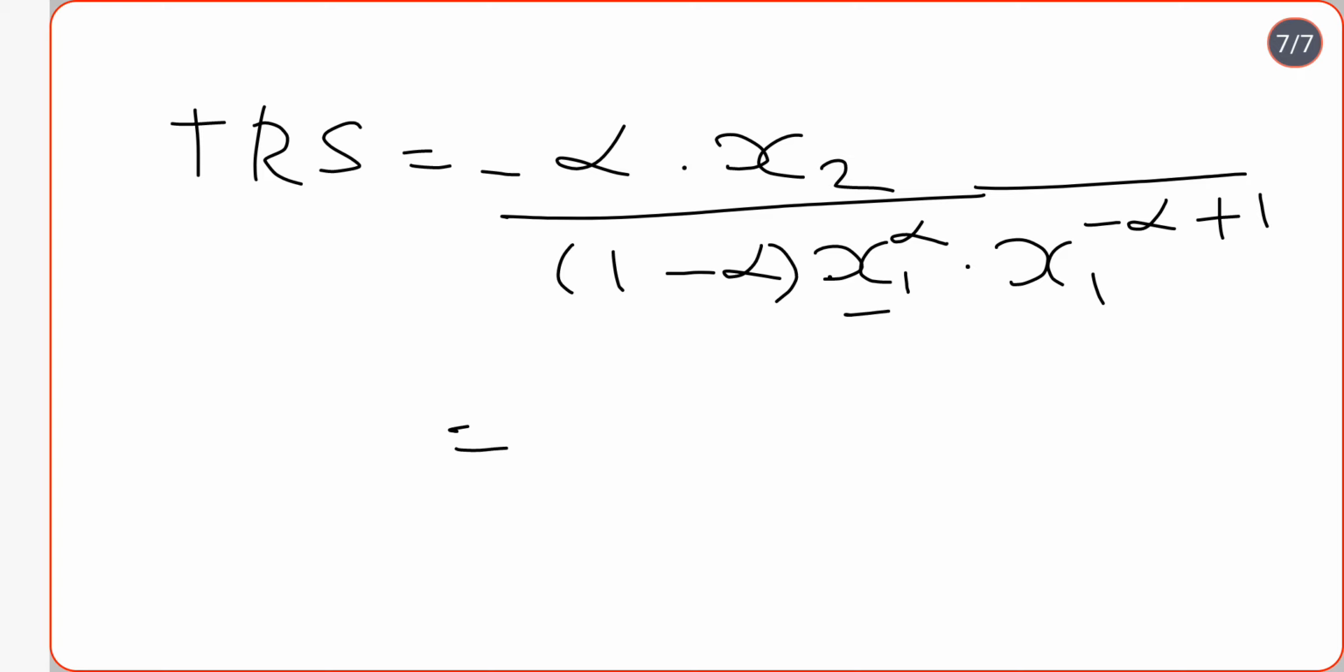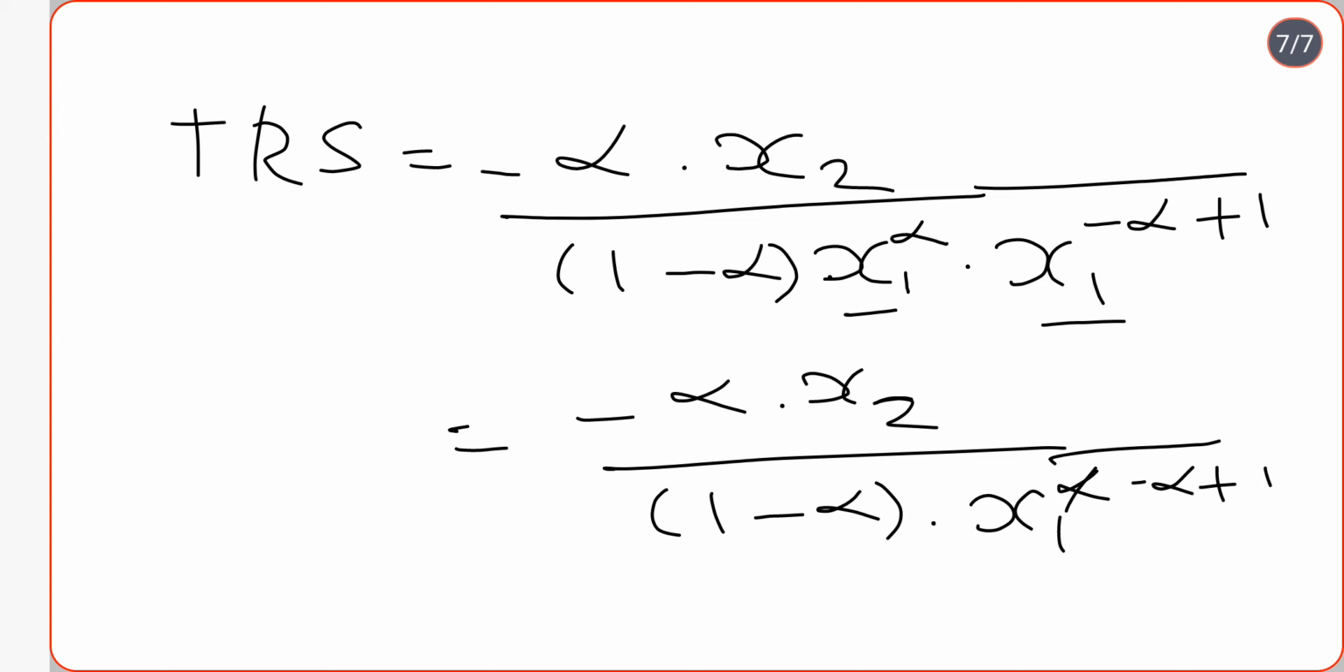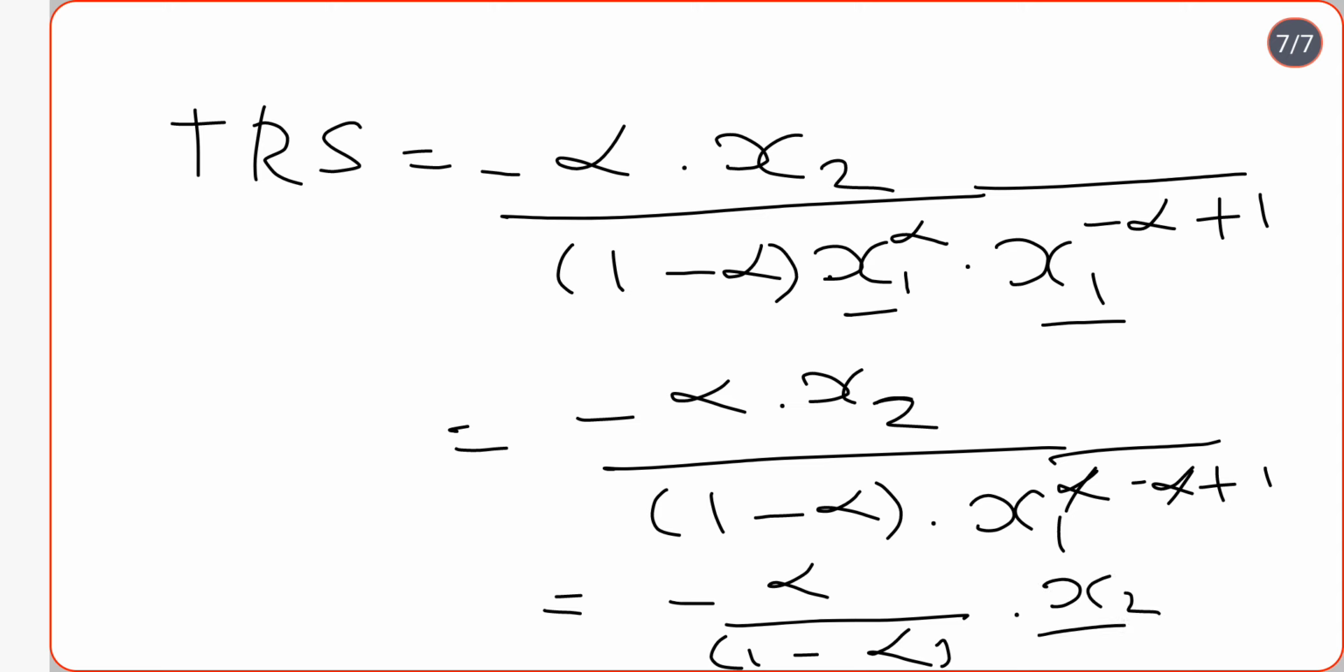So in this case again the bases are equal, so we have to take the product and then add the powers. So it will become x1 to the power alpha minus alpha plus 1. So alpha will be cut, and we will get minus alpha by 1 minus alpha into x2 by x1, because x1 has the power of 1 only now, so into x2 by x1. So this is basically, let me write it again.